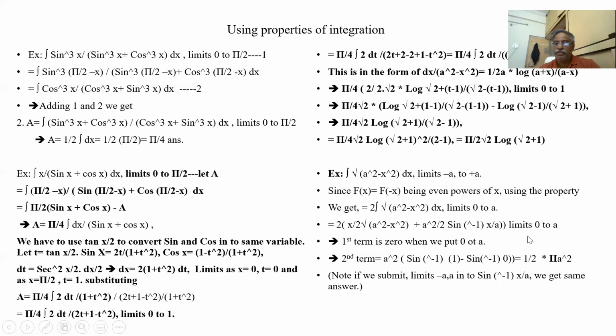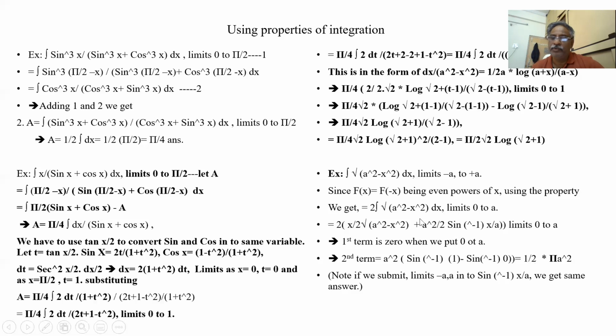So 2 into integral 0 to a. If I substitute x as 0, the first term becomes 0. The second term is a squared by 2 times sin inverse of 0 by a. Sin inverse 0 is 0, and sin inverse 1 is pi by 2. So we get pi by 2 into a squared.